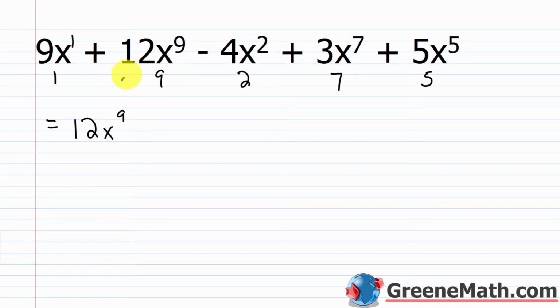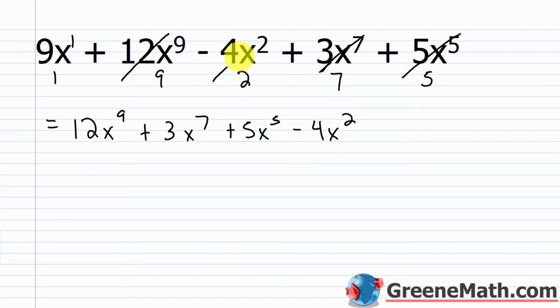And I'm just going to line this out just so I know I've used it already. Then if I look at the numbers that are remaining, 7 is the next largest. So then plus 3x to the 7th power, line that out. Then 5 is the next largest, so plus 5x to the 5th power, line that out. Then I have this -4x squared, right? That 2 is the next largest, so minus 4x squared, line that out. And then this is what's left, so plus 9x. So I can just erase all this now.